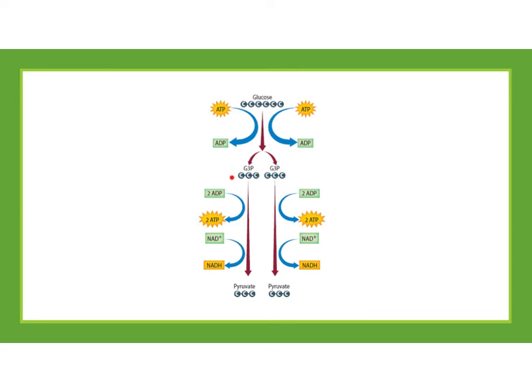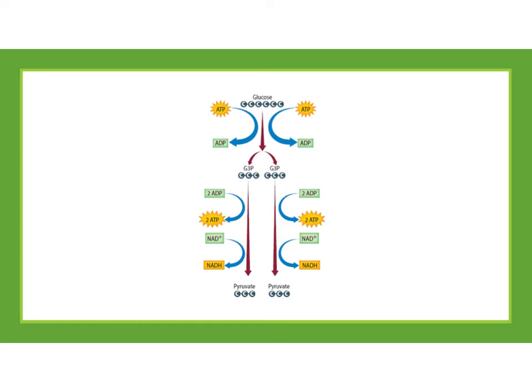But after the G3P is formed, 2 phosphates are going to be added, as well as electrons and hydrogen ions, which you can call protons. And they're going to combine with the NAD+, and they're going to form NADH molecules. These molecules are going to be used to carry electrons.